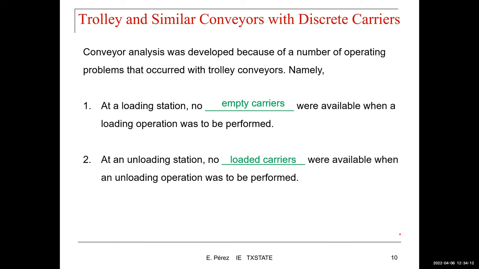So there were some problems. Obviously, this type of analysis came because we are trying to solve a problem. And these are the most common problems that are identified for the type of conveyor that we are trying to design. At a loading station, non-empty carriers were available when you need to perform some type of loading operation. And on the other side, if you are at an unloading station, there were no loaded carriers to unload, or to perform the operation of unloading.